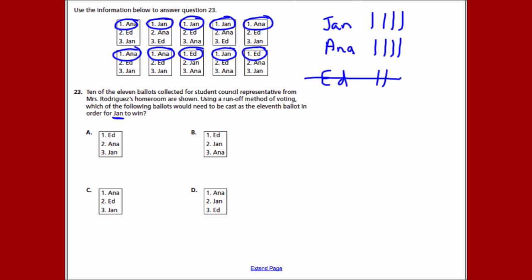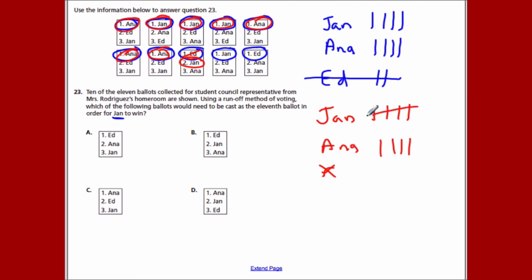This time we're going to look at Jan, Anna, and no Ed. We're not going to worry about Ed. So let's go back through. In this case, Anna gets a vote. Jan gets a vote. Jan gets a vote. Jan gets a vote. Anna, Anna, Anna. Ed, we crossed out Ed. So now Jan gets the vote because that's the next person down.